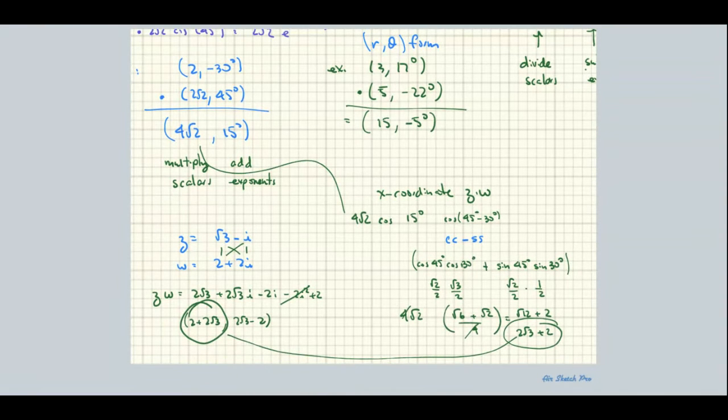For z times w. And I think you can see pretty easily that that was just awkward, awkward, awkward. So we want to use cis as much as we can, and we'll translate back to rectangular only when we need to. All right? So now we can go to de Moivre's theorem.